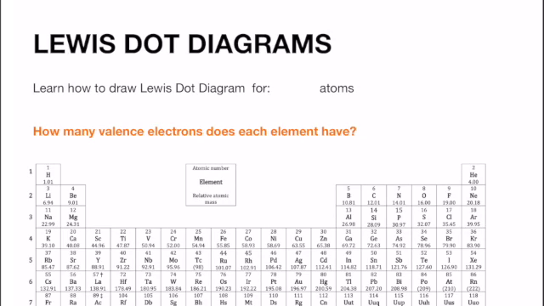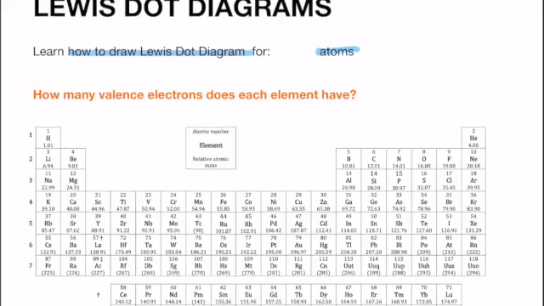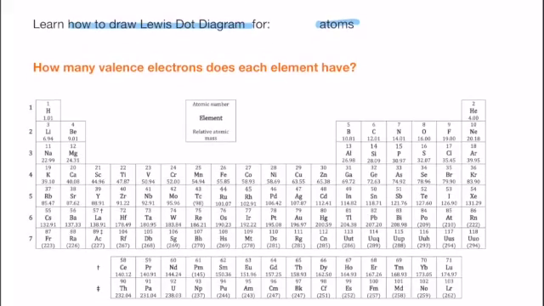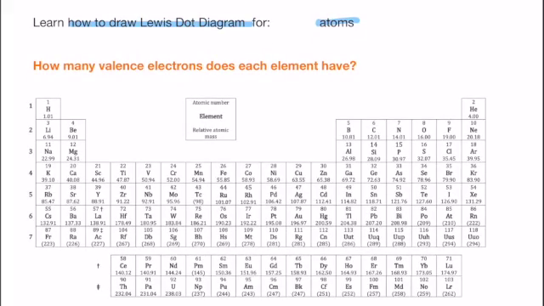In this video, we're going to learn about Lewis dot diagrams. Specifically, we are going to learn how to draw Lewis dot diagrams for atoms. The first thing we have to address when we go about drawing Lewis dot diagrams is we have to determine how many valence electrons each element has.